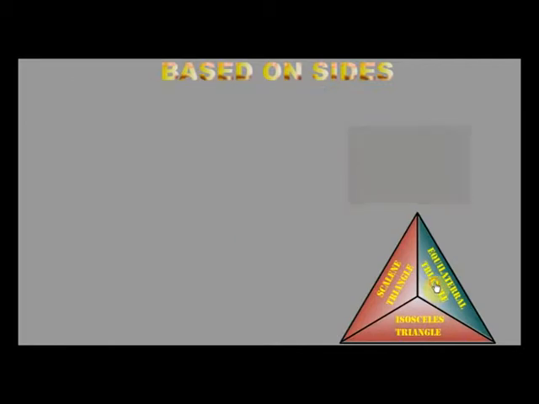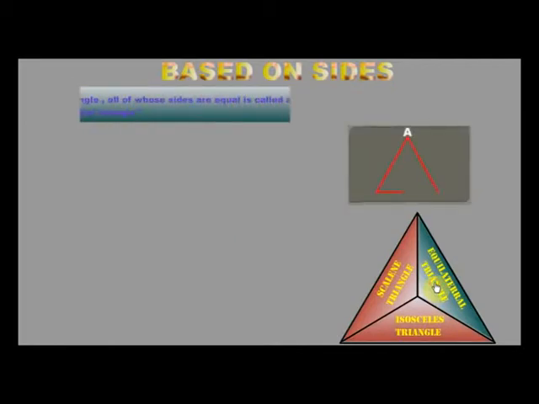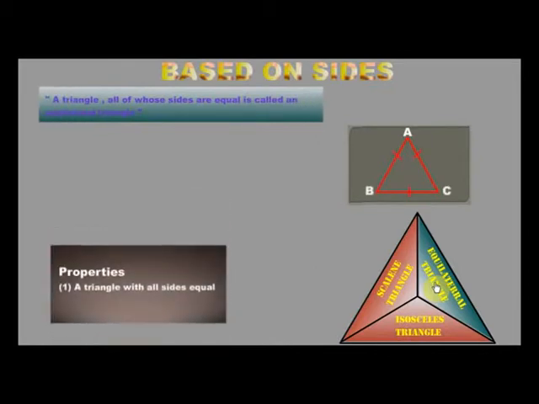And the third one is the equilateral triangle. Now, what do we mean by an equilateral triangle? We have heard of it so many times. We can say that a triangle, all of whose sides are equal in length, is called an equilateral triangle. So, a triangle with all the sides of equal length is called an equilateral triangle.